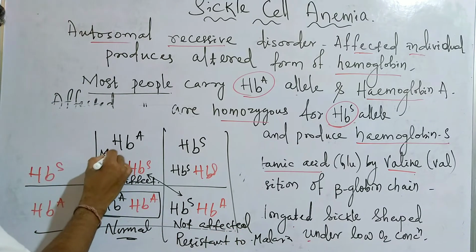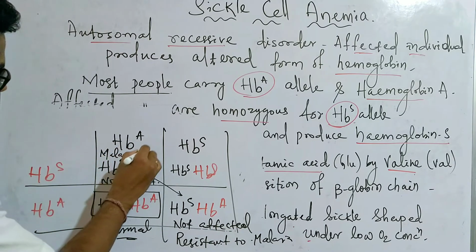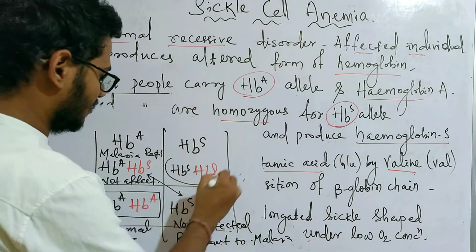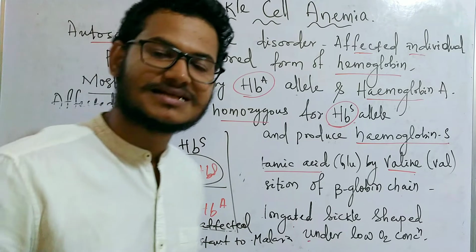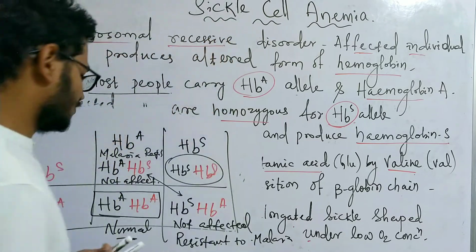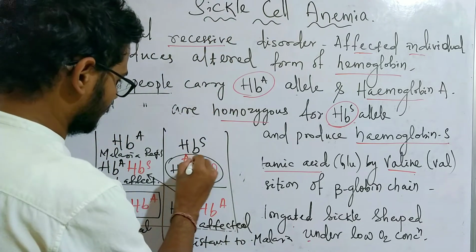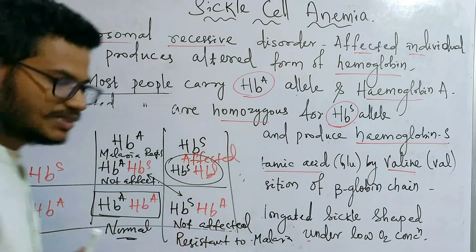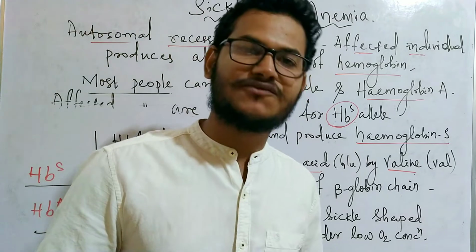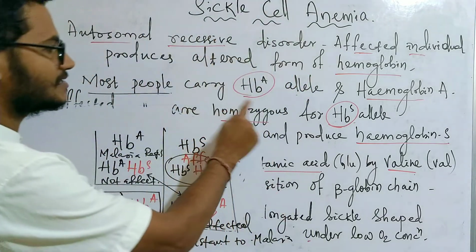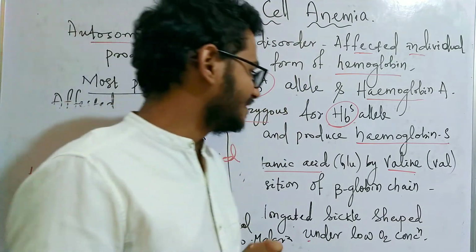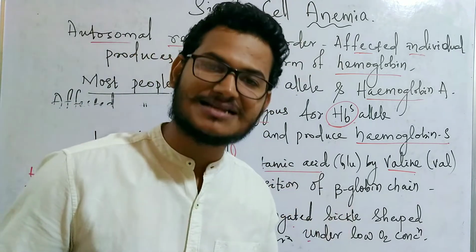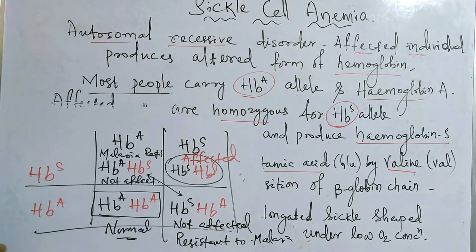Here it is also malaria resistant, but this individual is affected with sickle cell anemia. So it is an affected individual. Those which are having two different types of allele, HbS as well as HbA, some of the RBCs develop into sickle shaped and some become normal.